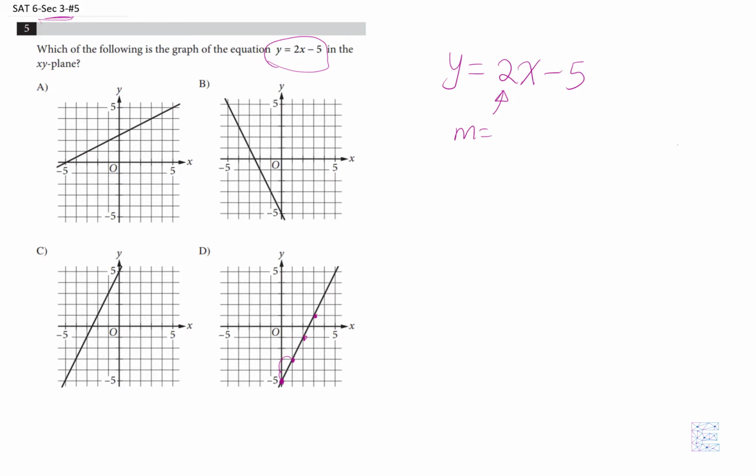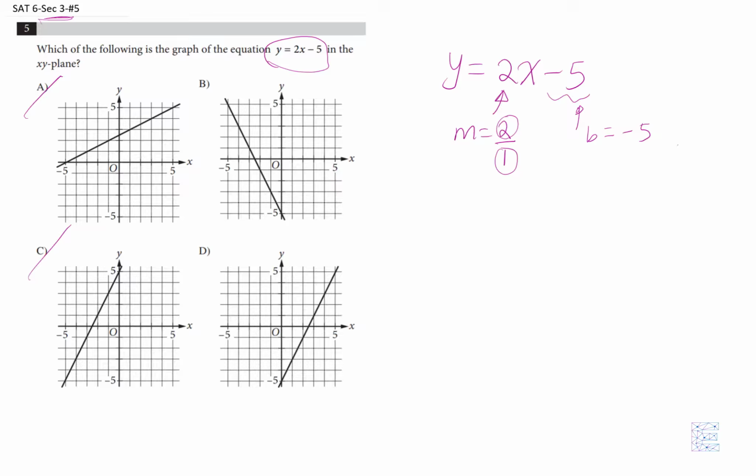In this case, the slope is 2, and slope is a fraction, so we write this as 2 over 1. So we know that we will be rising 2 places and running 1 place. The other point that we said was really important was the y-intercept. In this case, it is -5. So based on those facts, we can eliminate choice A and we can eliminate choice C.